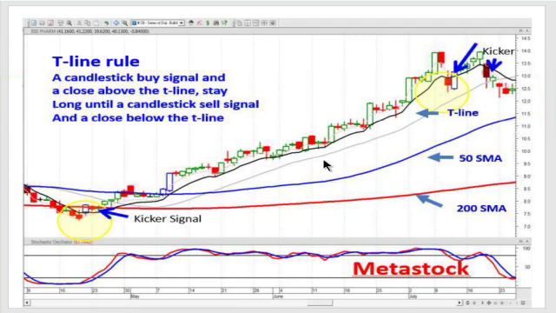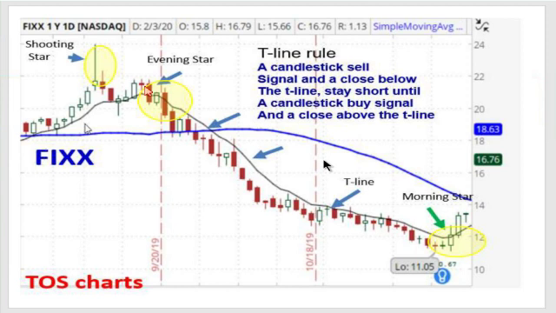Try that. Okay, so if you see a candlestick buy signal, you can stay long until you see that candlestick sell signal and a close back below the T-line. Conversely, if you see a candlestick sell signal and a close below the T-line, you can stay short until you see a buy signal and a close back up above the T-line. Okay, good. Didn't want you to miss out.